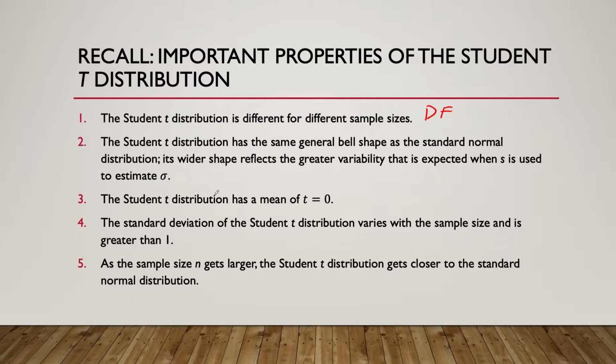The student t-distribution has a mean of t equal to 0. The standard deviation of the student t-distribution varies with the sample size and is greater than 1. As the sample size n gets larger, the student t-distribution gets closer and closer to the standard normal distribution.